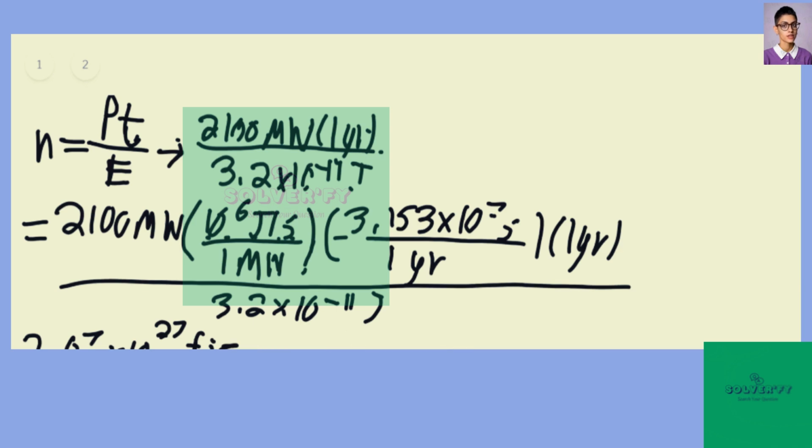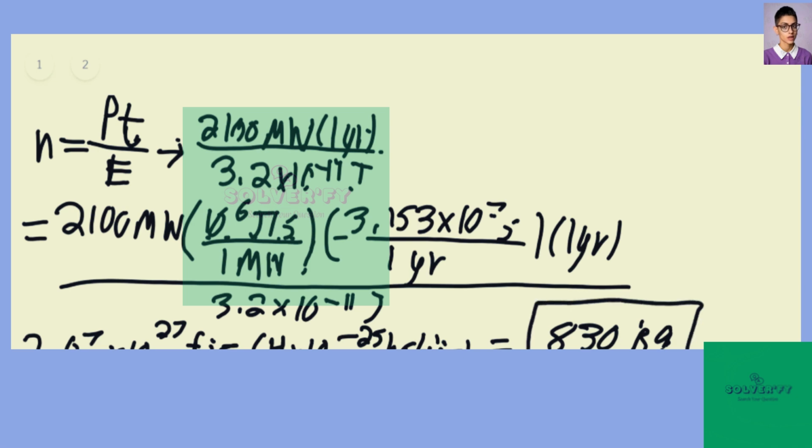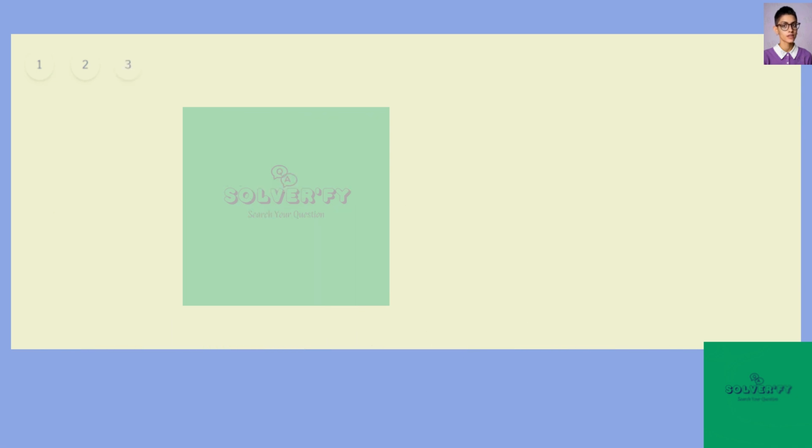So the mass of uranium-235: we take this number of fissions and multiply by the mass, which is 4 times 10 to the minus 25th kilograms per fission. That gives us 830 kilograms. So that is your mass needed to run this reactor or power plants for 1 year.